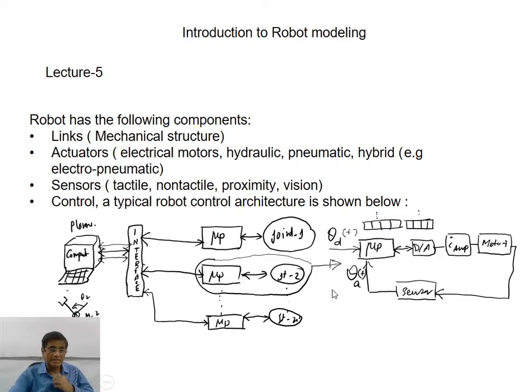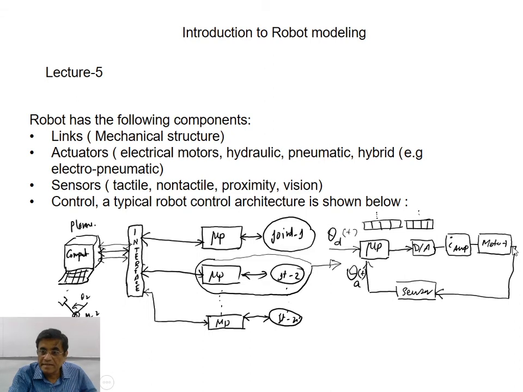Now let us see. The planner has issued some command, that is the set value theta d, for every joint, and those values are going to the microprocessor. The microprocessor is getting that value, and then it is keeping it in its register. It has a lot of registers or memory.